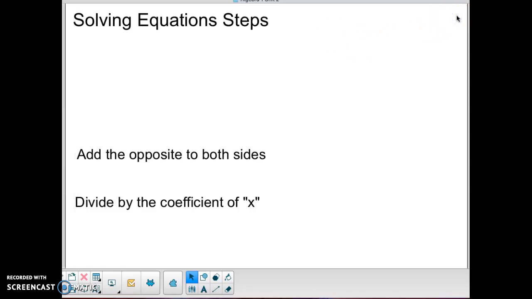Welcome. Hey, today we're going to talk about solving equations. So how to solve equations. You guys are used to equations like this right here, where you have 3x minus 5 equals 22.